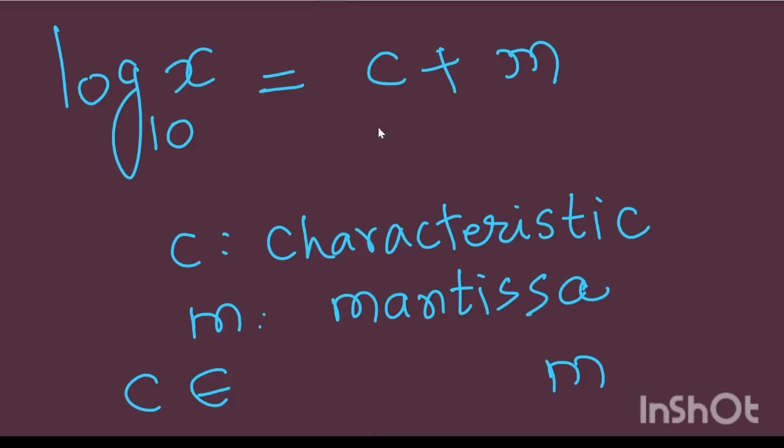Let's see how we define terms related to the log value. See, the value of log x can be any value, like log 10 base 10 is 1. It can be a fraction, a whole number, any real number. So it is expressed as the sum of two numbers: one is c, another is m. C is called the characteristic of log x base 10. Base 10 is called common logarithm. If the base of the logarithm is 10, it is called common logarithm. We are discussing common logarithm only.